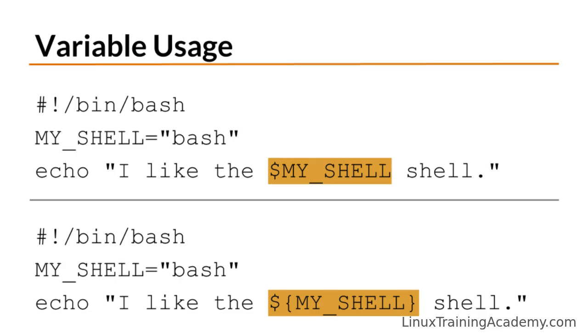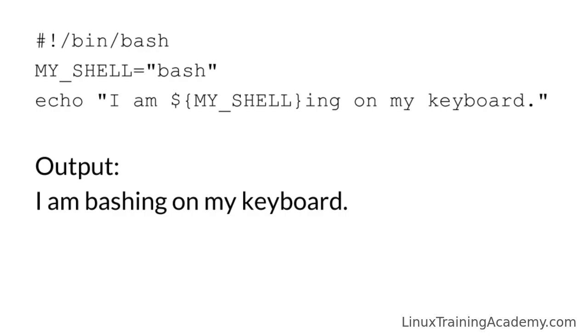The curly brace syntax is optional unless you need to immediately precede or follow the variable with additional data. Here's an example. Let's say you want to add the letters "ing" to the value that's stored in the my shell variable. To do this, you would use $, curly brace, the variable name, closing curly brace, and then ing.